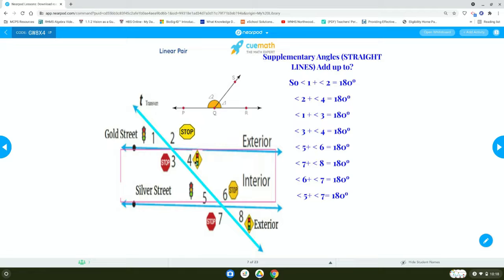Alright, let's jump to Silver Street, which is similar to Gold Street. On Silver Street, what do you notice? Awesome. 5 and 6 add up to 180 degrees. Tilting your head, you're going to see 5 and 7 add up to 180 degrees. They are supplementary. They are not congruent, they are not equal, but they add up to 180 degrees. 6 and 8, 7 and 8 as well.